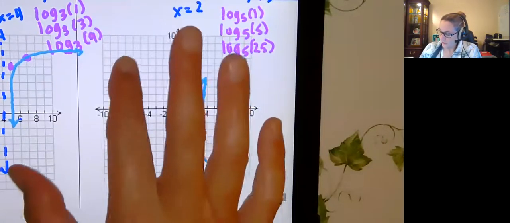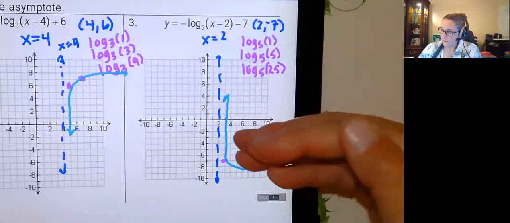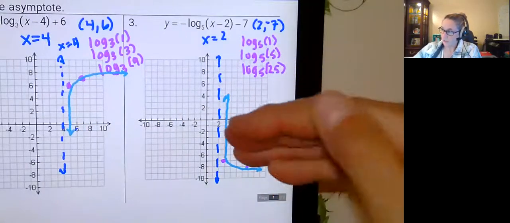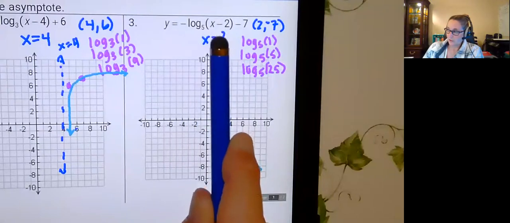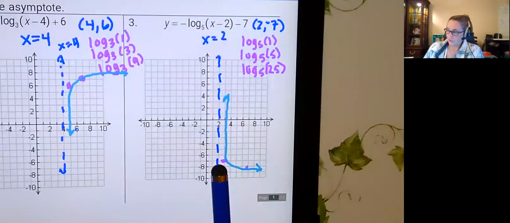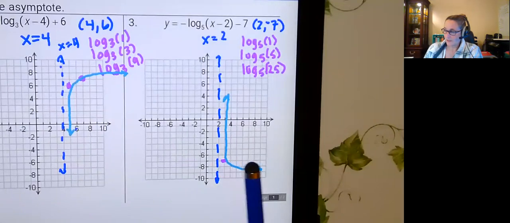Okay. So again, the negative is going to make every value that I'm going times it by a negative. So instead of going up, I'm going to be going down. This is moved to the right 2. My graph is also moved down 7. So I start at 2, -7. I go out 1. Log base 5 of 1 is 0. Times it by a negative, still 0. I go out 1, 2, 3, 4, 5. Log base 5 of 5 is 1. Times it by a negative, -1, and so forth.